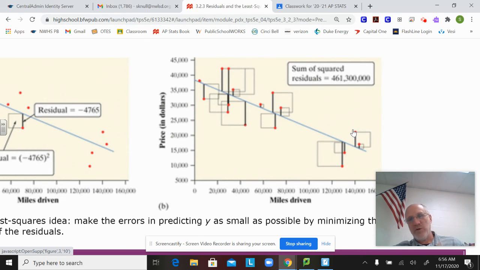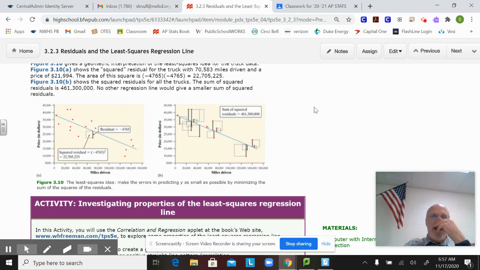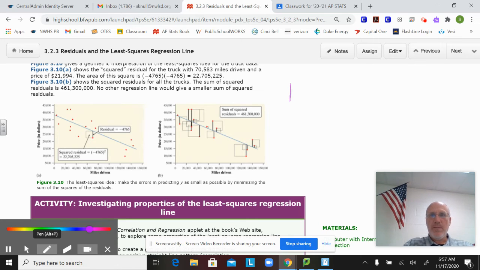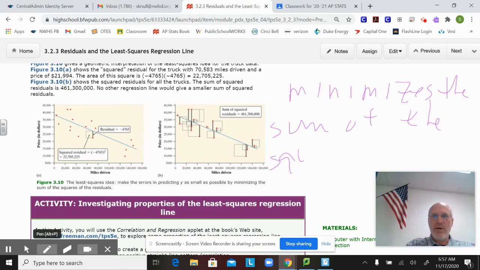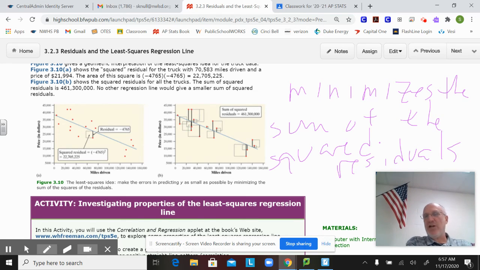These prices are big numbers, so it's a big number. But if I drew any other line and found each residual and squared it and found the sum of that, it would be bigger than that 461,000 number. So yeah, that's what the least squares regression line does. It minimizes the sum of the squared residuals. That phrase is worth knowing. The least squares regression line minimizes, apparently I'm going with purple, the sum of the squared residuals. I've seen it as a multiple choice question on an AP test. They just need to know that that's what the least squares regression line does.